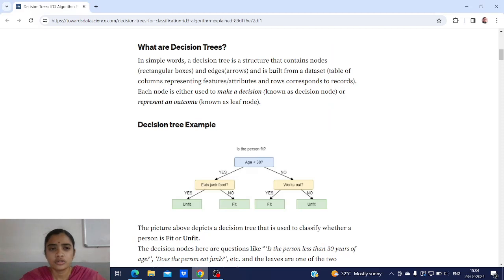Hello guys, today we will discuss decision tree. Okay, what is decision tree? Why do we have to use the decision tree algorithm?